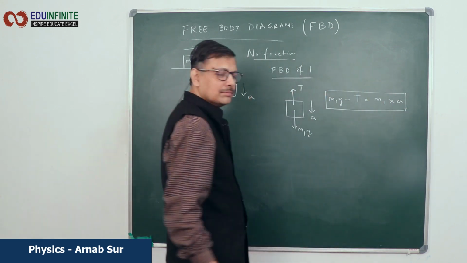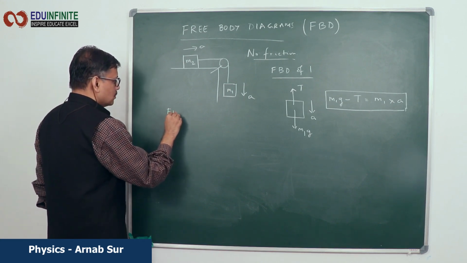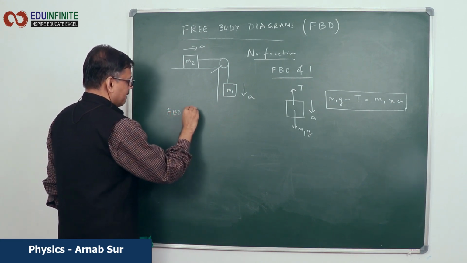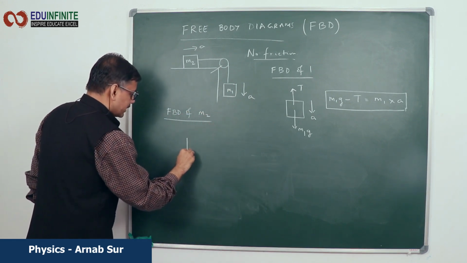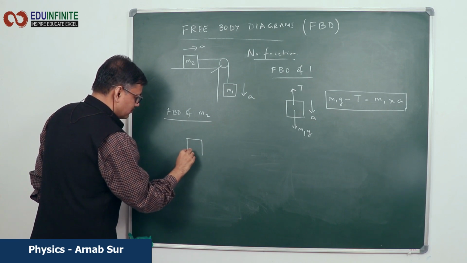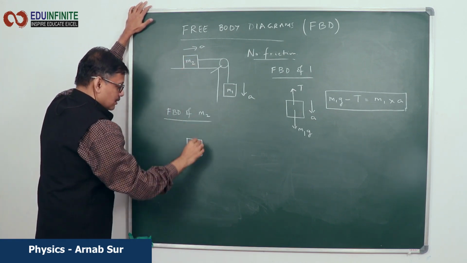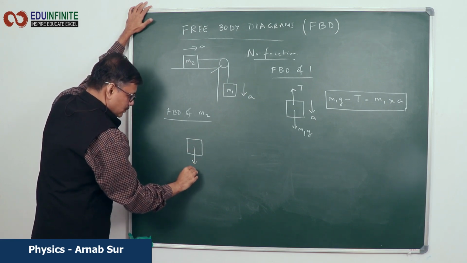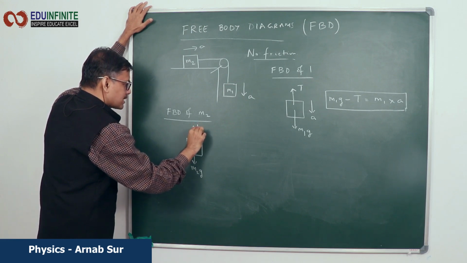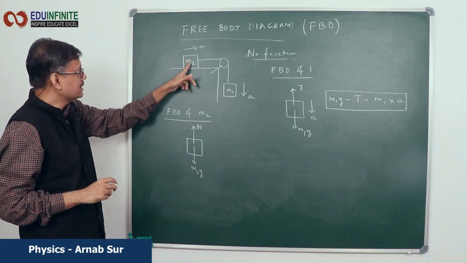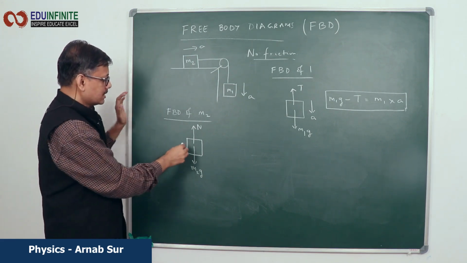This is similar to the last case, but for body 2, you have to be careful. Here three forces are acting. How? One is the weight of the body, which will be M2G. One will be the normal reaction. What is the normal reaction? The reaction on the block M2 by the table, so that will be in the upward direction.